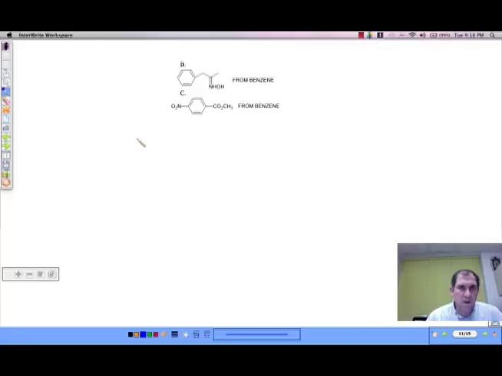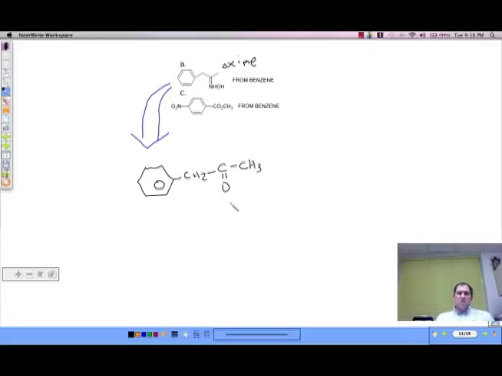So let's start with B. We have, what is this thing here? This is an oxime, and what that comes from, my benzene, CH2, C double bond O, CH3. Okay, so what do we have here? We have a ketone. So here's my ketone.